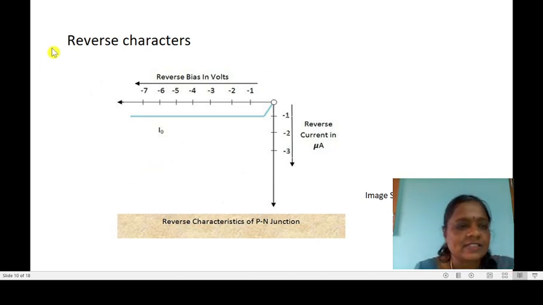Let us revise the reverse characteristics. We all know that when the diode is reverse biased, there is no flow of current. But in a practical diode, due to a small increase in the voltage, there is a small increase in the current. But after some time, even if you keep increasing the voltage, you get only a small current, that too 0.1 microamps. This is about the reverse characteristics.